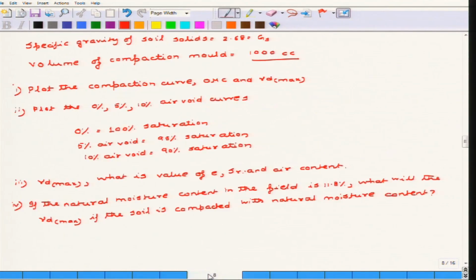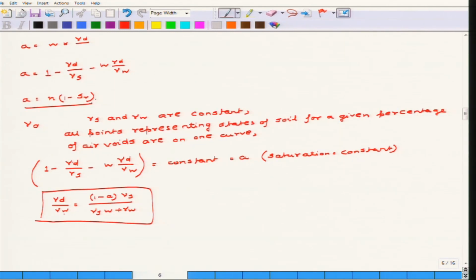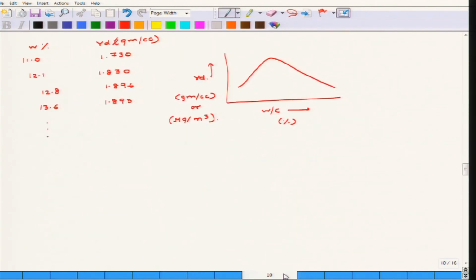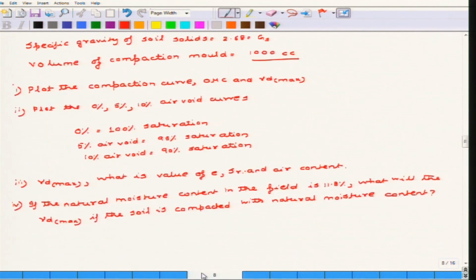Now, in the next question we are asked to plot the 0%, 5% and 10% air void curves. For this, we are going to utilize the formula that we have derived. Gamma D by gamma W is equal to 1 minus A into gamma S by gamma S into W plus gamma W. So, gamma D by gamma W is equal to GS into 1 minus A divided by 1 plus W into GS.